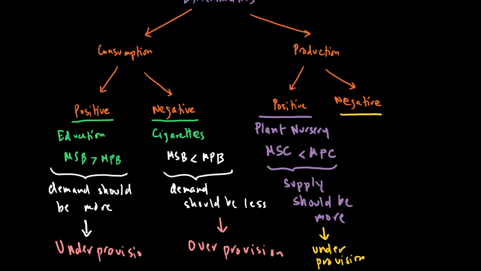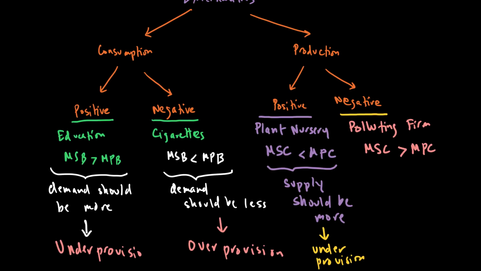While in the case of negative externality, what we're going to say is this: the negative production externality would be a producer who is dumping waste in the river, and that would basically be an example of a producer harming the environment. So that could be a polluting sort of firm, where marginal social cost is greater than marginal private cost.